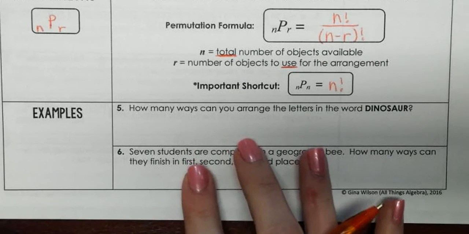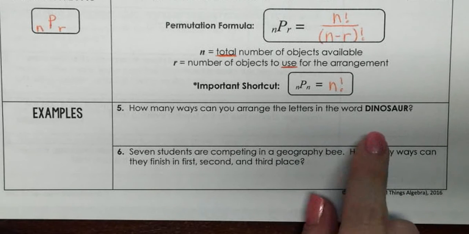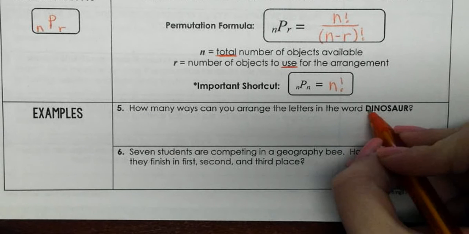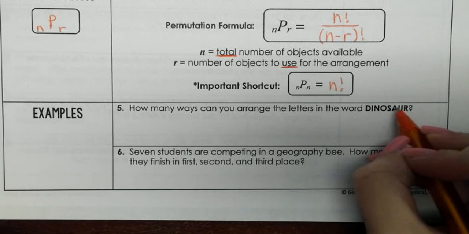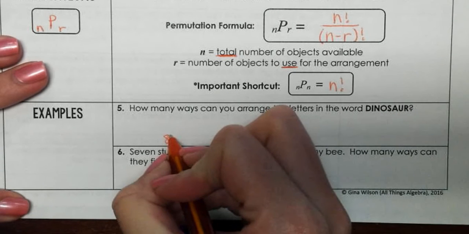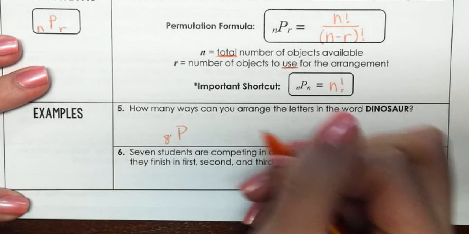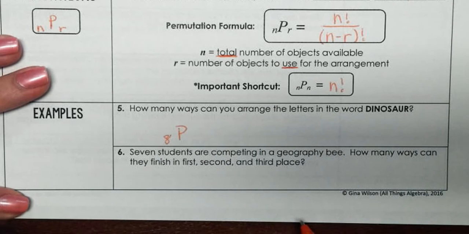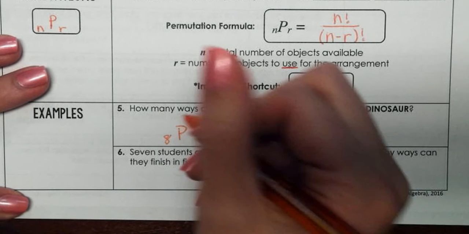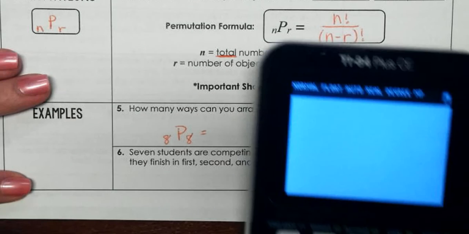So if we look at our example here, it says, how many ways can you arrange the letters in the word dinosaur? So I want to first figure out how many letters I have. I have 1, 2, 3, 4, 5, 6, 7, 8. So 8 is the total, so 8 is what I'm going to start with. This is a permutation because it matters the order in which I line up the letters. And I want to use all of them. It didn't tell me to leave out any letters, so I want to use all of them. So 8P8.